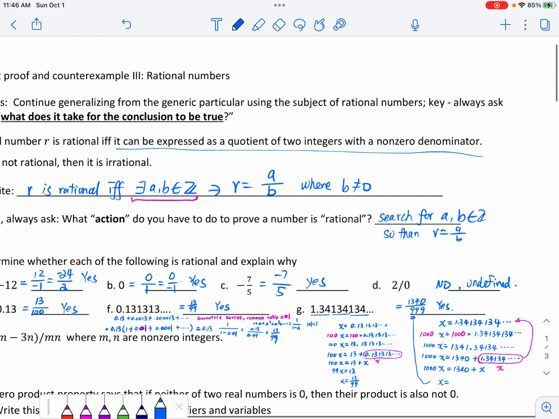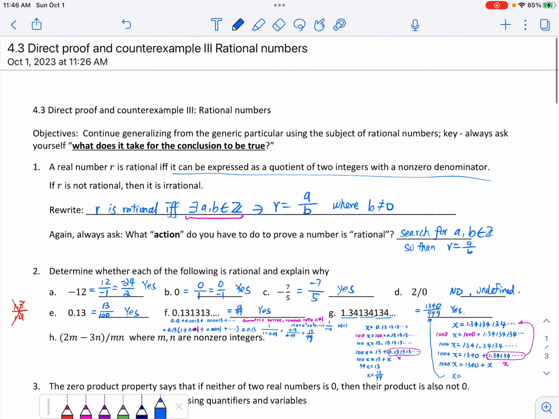That's the first set of exercises. We use these exercises to make sure that you understand what it takes to prove a number is rational. You really need to find two integers so that the ratio of these two integers is equal to that number. Then you have successfully proved that the given number is rational.